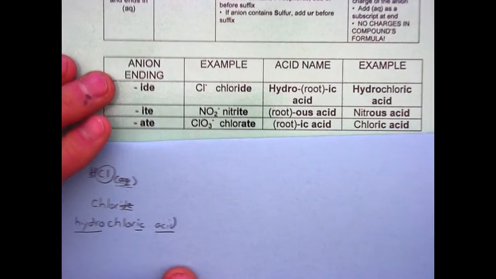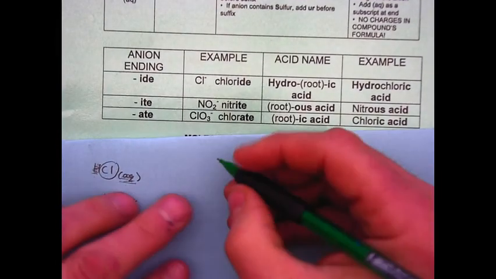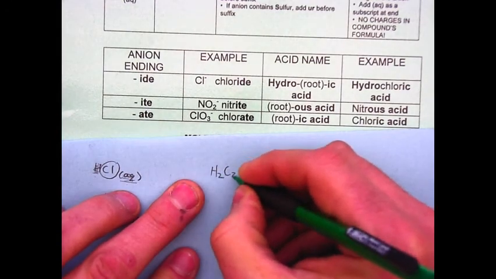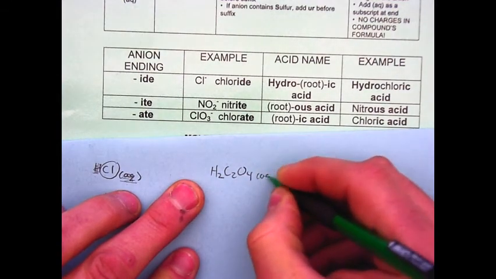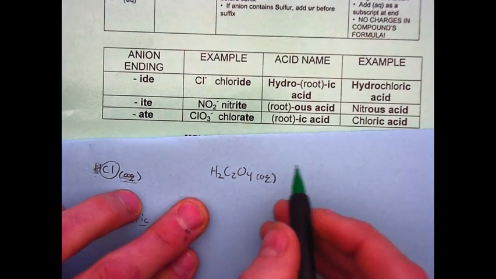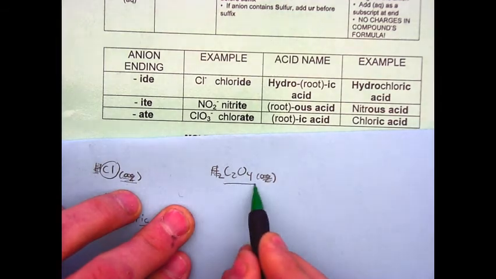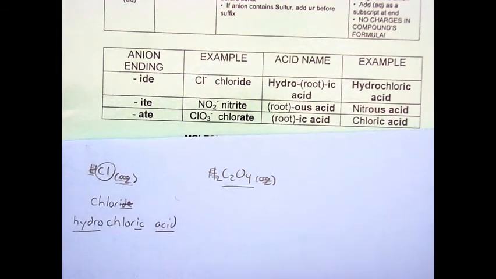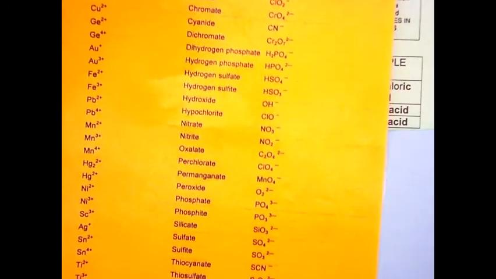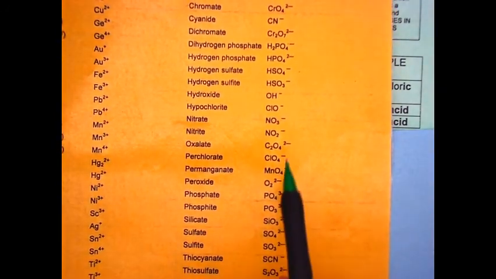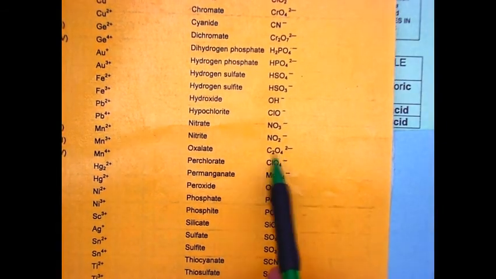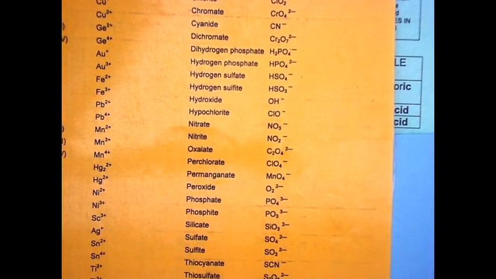Take another example. Let's say we have H2C2O4 AQ. Now in this case, we remove the hydrogen and the AQ. We're left with C2O4. This is a polyatomic anion. Instead of taking the names of carbon and oxygen, we find the name of the polyatomic anion by looking for it on the back of the periodic table. And here we see C2O4 is called oxalate.